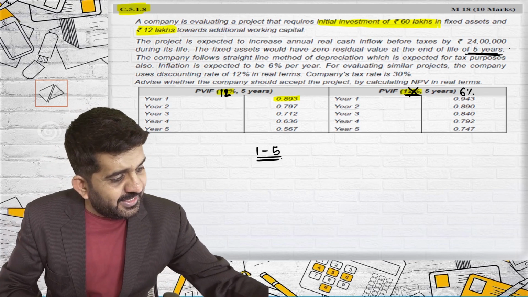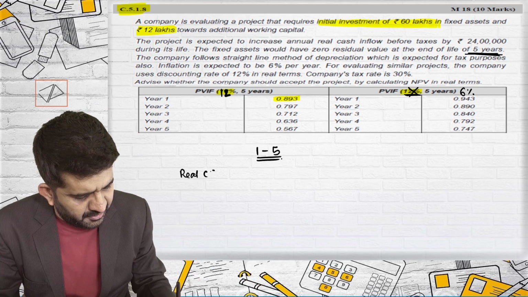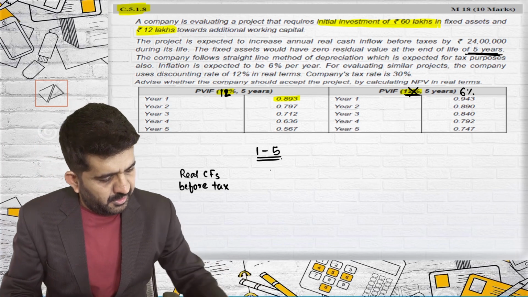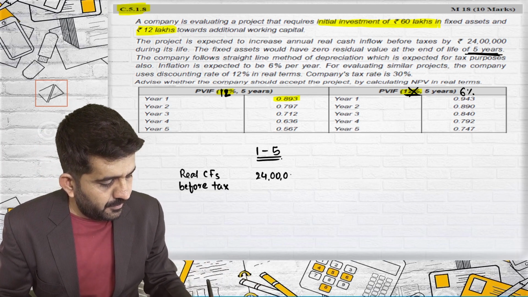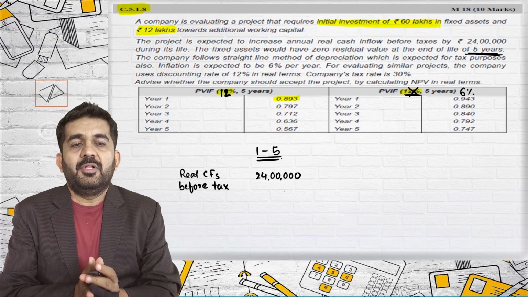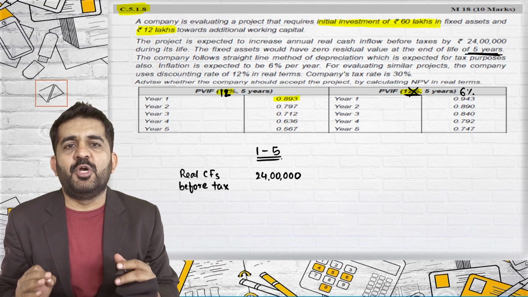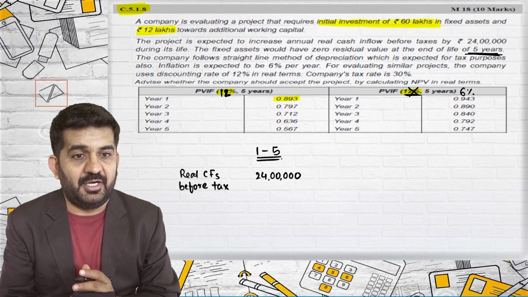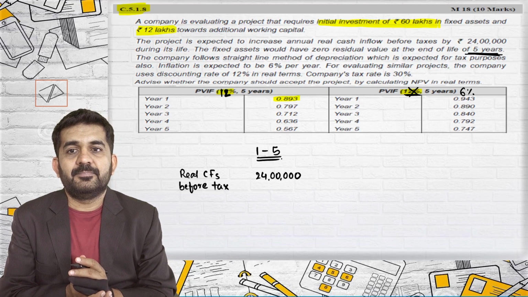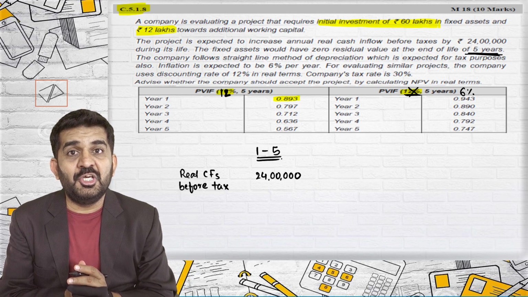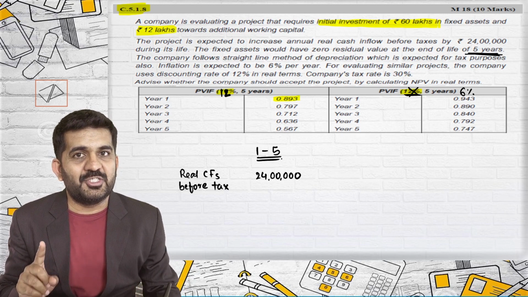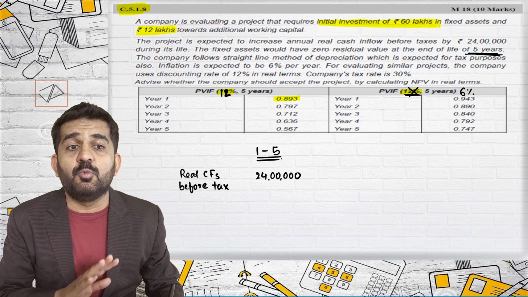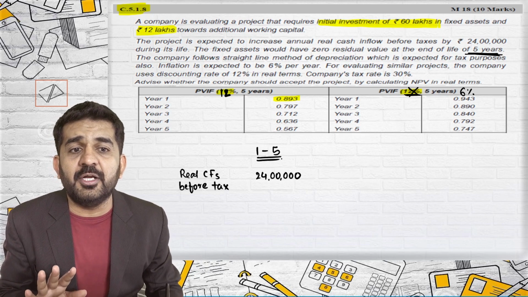What is expected increase in real cash flow? Real cash flow, but before tax, is 24 lakhs. Tell me, in this depreciation would have been deducted or would not have been deducted? It is real cash flow before tax. The answer is no. Real cash flows. Depreciation is a non-cash expenditure. It would not have been deducted from this particular figure.